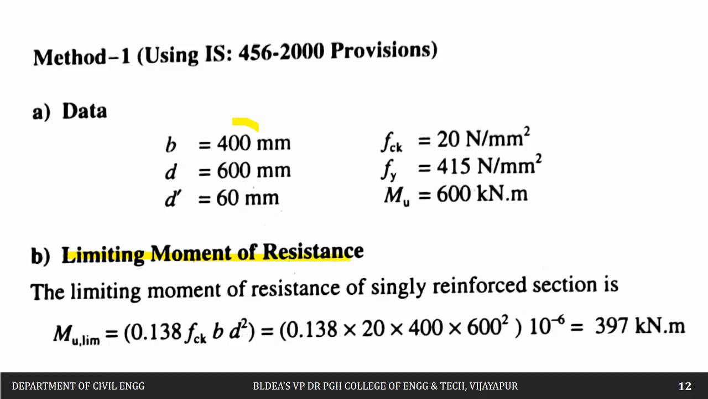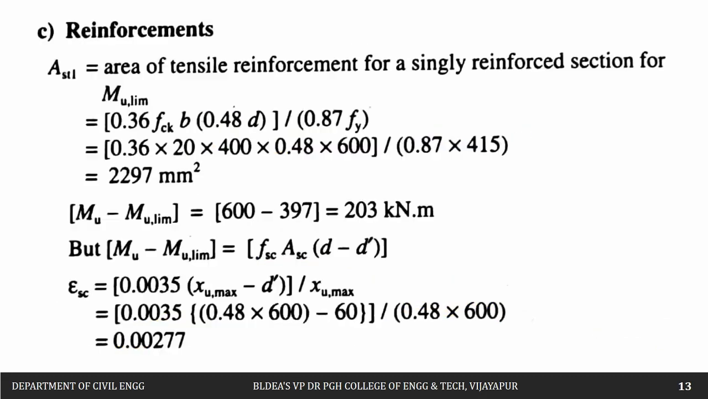We already know the section properties, and we know the grade of concrete also. Based on this, we'll calculate the limiting moment value. The limiting moment for a singly reinforced section is given as 0.138 FCK BD square. So 0.138, FCK is 20, B is 400, D is 600. Therefore, the limiting moment will be 397 kilonewton meter.